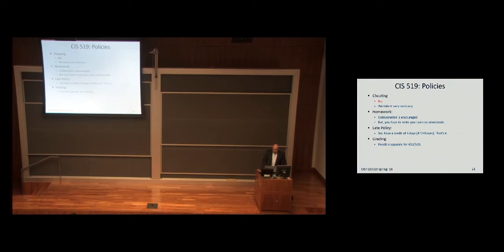Grading might be different for 519, 419. We'll see exactly how this works and what the distribution converges to. I've had different experiences with mixed classes. Sometimes the top students in the class were the undergrads, and sometimes, on average, the undergrads were a little bit weaker than the graduate students. It's not clear to me what's going to happen. We'll decide as we go.